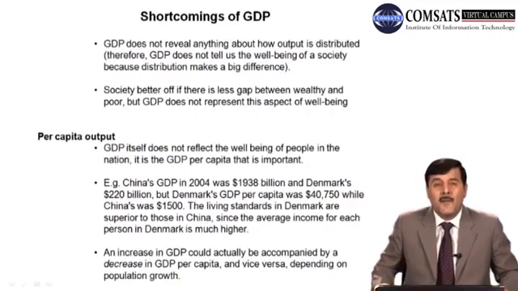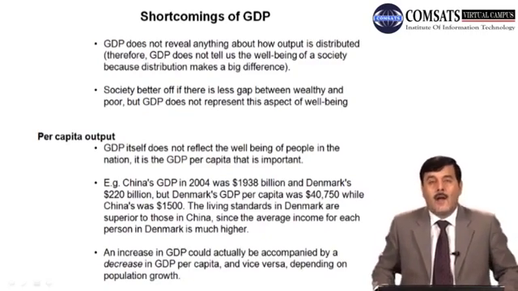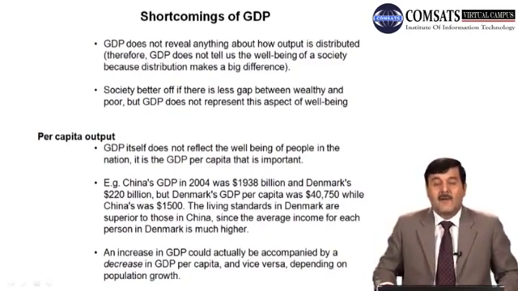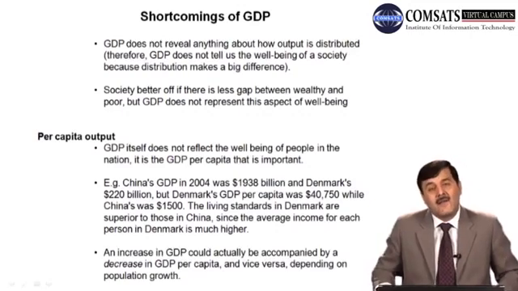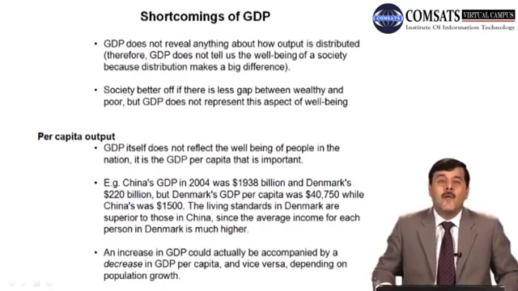How distribution of income can be made equal among different sections of the society in the economy. Therefore, GDP does not tell us the well-being of a society because distribution makes a big difference, right? तो हम ये कह सकते हैं कि GDP हमें सोसाइटी की वेलफेयर को सही तरीके से नहीं बताती क्योंकि कहीं पे भी इसका जिक्र नहीं होता कि किस तरह से नेशनल इनकम को डिस्ट्रीब्यूट किया जाए अमंग डिफरेंट सेक्शन ऑफ द सोसाइटी. तो सोसाइटीज बेटर ऑफ if there is a gap between wealthy and poor, but GDP does not represent this aspect of well-being.